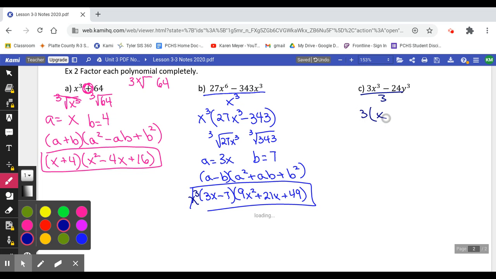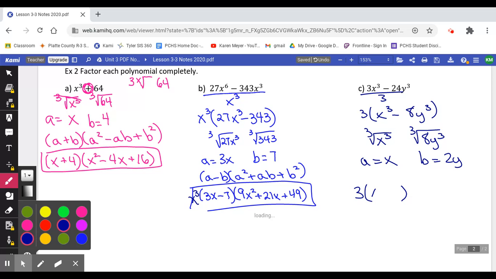So 3, and then I get x to the third minus 8y to the third. Cube root both parts. So I get a to be x and b to equal 2y. We're going to use the same formula that we did on the second one. But this time I'm going to remember my GCF, so I'm going to put that 3 out there right now. And then it's going to be x minus 2y, and then x squared plus 2xy plus, square 2 for 4, square y, get y squared. And we are done.